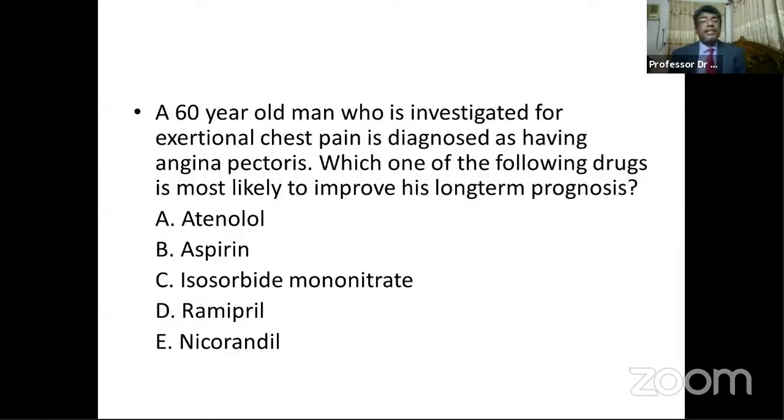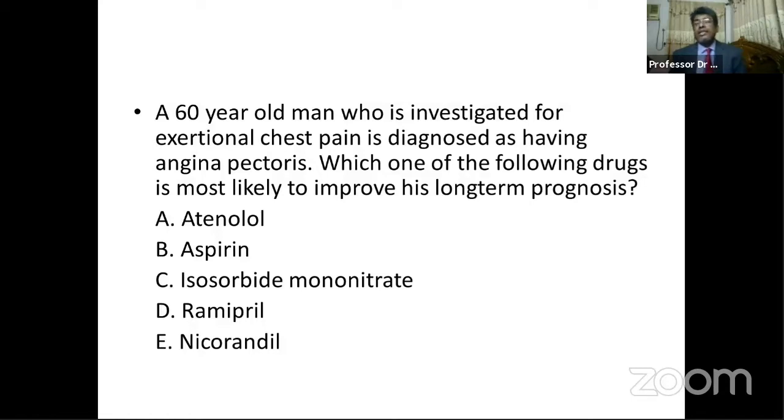A 60-year-old man who is investigated for exertional chest pain is diagnosed as having angina pectoris. So this patient is 60 years old, having exertional chest pain, and the diagnosis is angina pectoris. Which of the following drugs is most likely to improve the long-term prognosis?